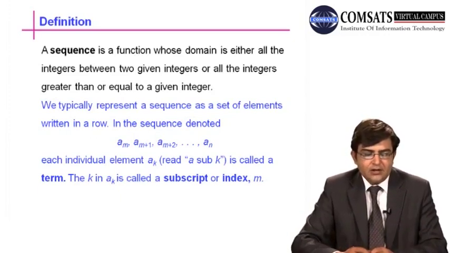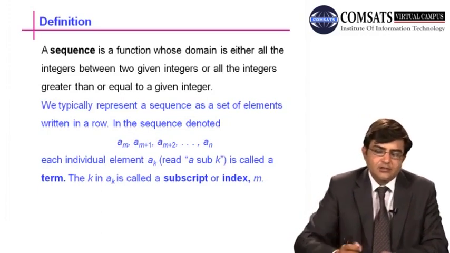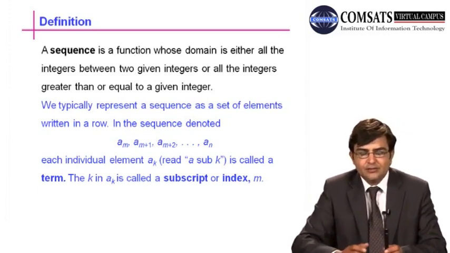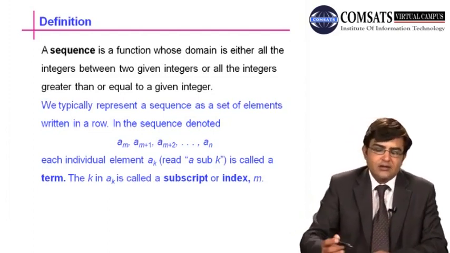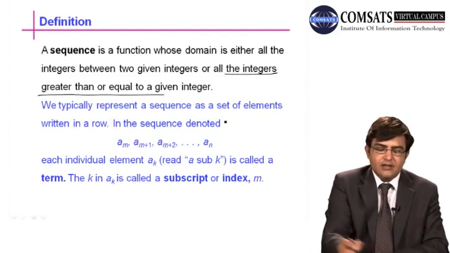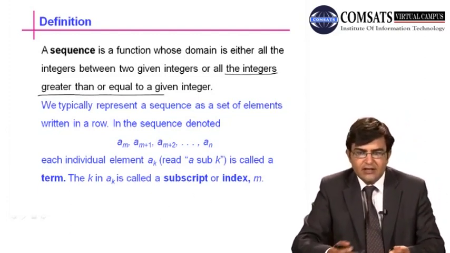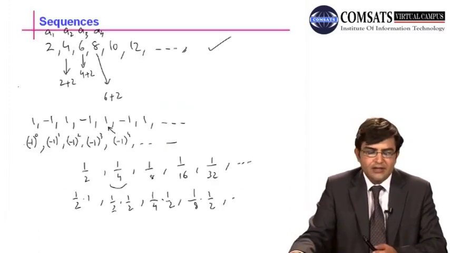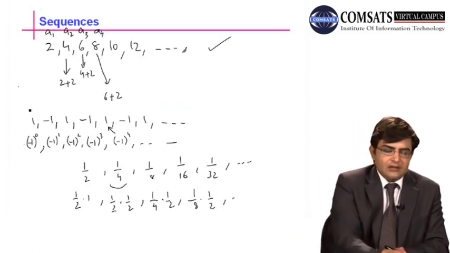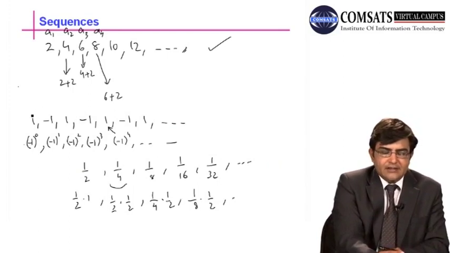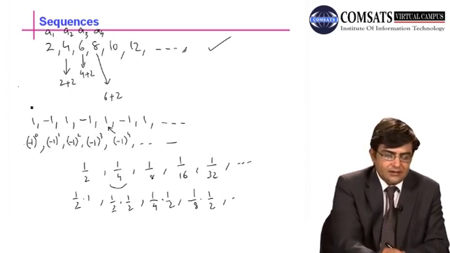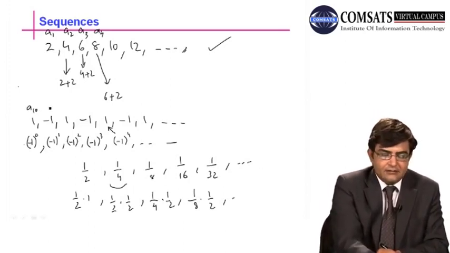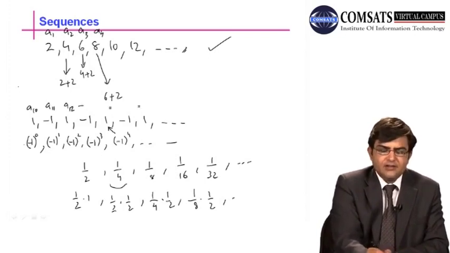According to this definition, a sequence is a function whose domain is either all the integers, which could be negative numbers, 0, or positive numbers, or all the integers greater than or equal to some given integer. Here, if we say that the terms of the sequence start with 10, then this term will be A10, this term will be A11, this term will be A12, and so on, like this.